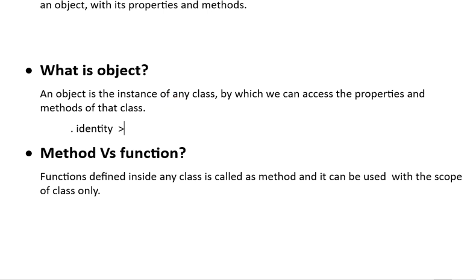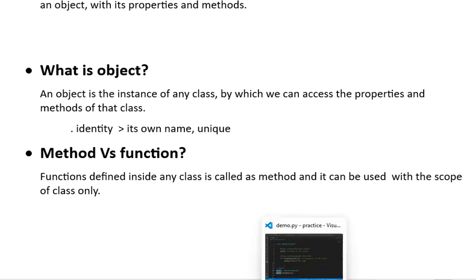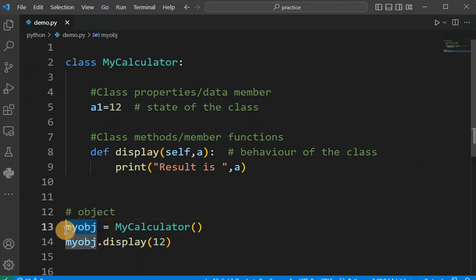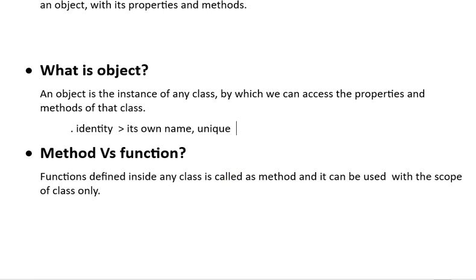Identity means every object is going to have its own name, and that name will be unique. So in our example, what is that name? My object. This is the identity of this particular object, because its name is my object. So this is the identity you can see in our example. Let me put it in a bracket. So here I have my object, and this is the identity.